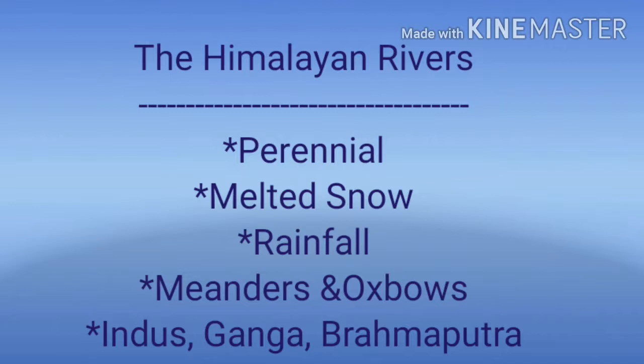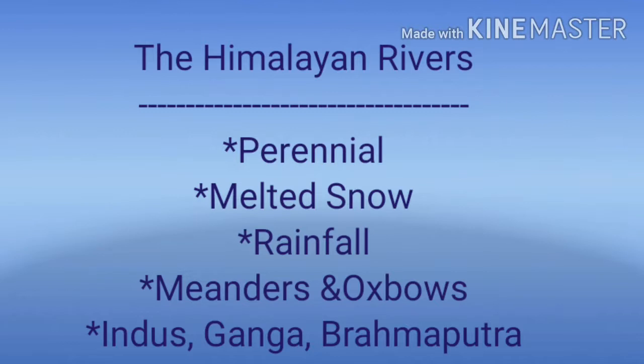Students, perennial rivers have water throughout the year. These rivers get water from rain and snow. Most of the Himalayan rivers are perennial. They continue with a huge amount of water in their journey. Their sources, as I mentioned earlier, are the Himalayas, melted snow, and also rainfall. In the course of the journey, they make many meanders and oxbow lakes.